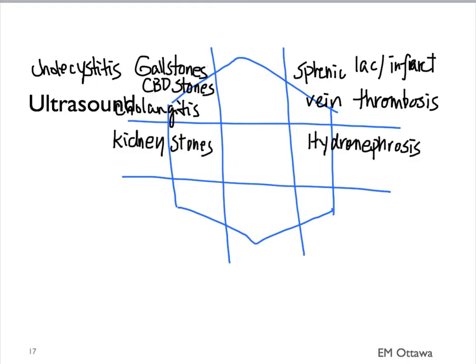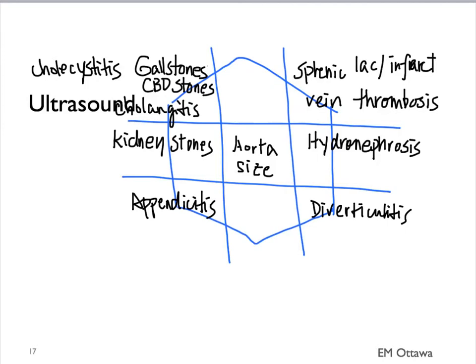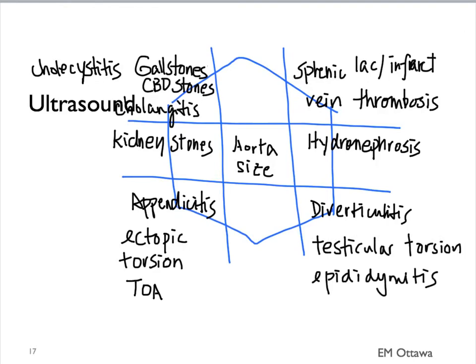Ultrasound can also tell you how big the abdominal aorta is. We use ultrasound to diagnose appendicitis. In some patients, diverticulitis can be picked up in patients with left lower quadrant pain. For the non-GI cause of low abdominal pain, ultrasound can be used in females to rule out ectopic pregnancy, ovarian torsion, and tubo-ovarian abscess. In males, it's helpful to rule out testicular torsion and epididymitis.